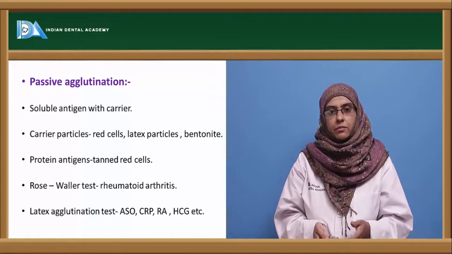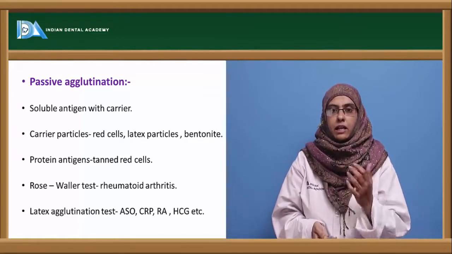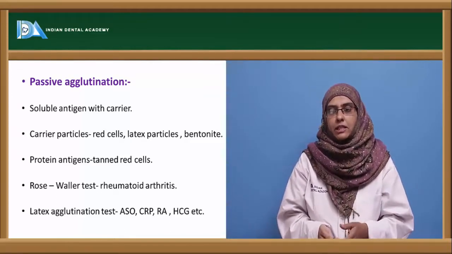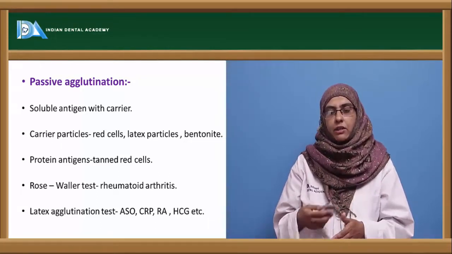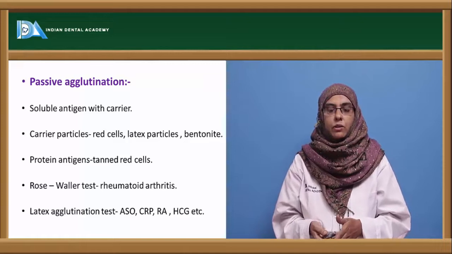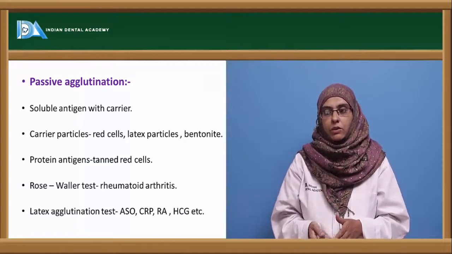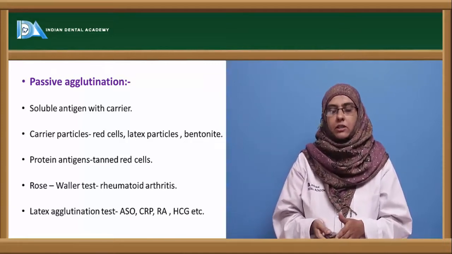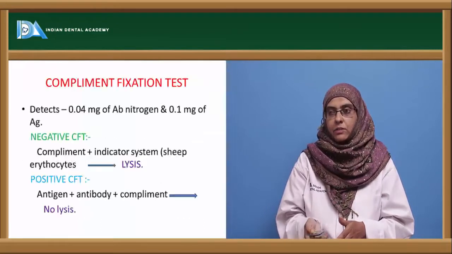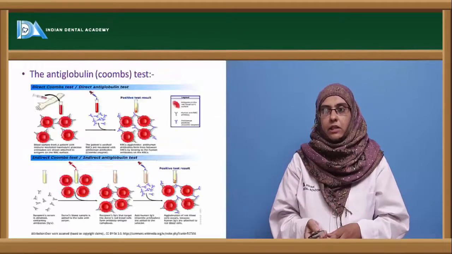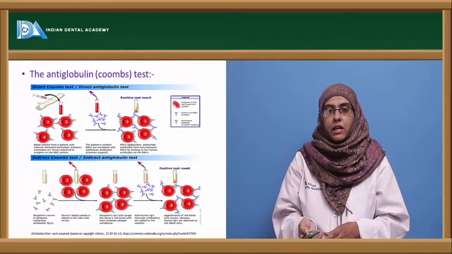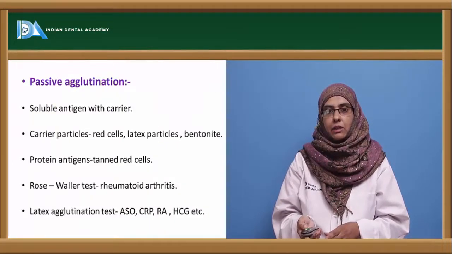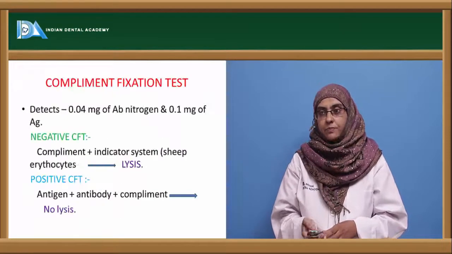When making use of artificial substances such as in the latex agglutination test, using the latex particle, you can carry on different techniques, that is to identify human chorionic gonadotropin hormone, or the RA rheumatoid arthritis factor, or CRP, C-reactive proteins, etc. So this is about the agglutination reaction, that is a visible reaction in the form of clumps, the reaction between antigen and antibody using the RBCs.